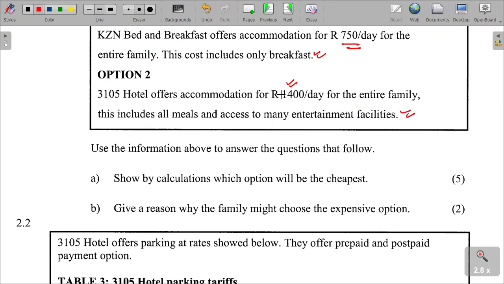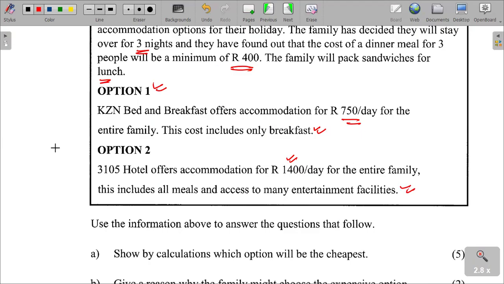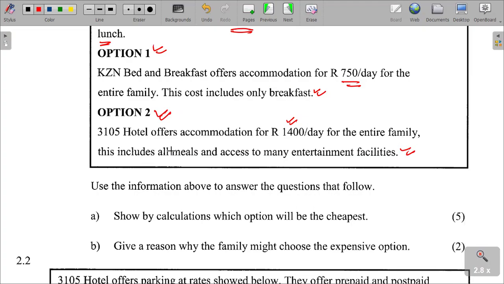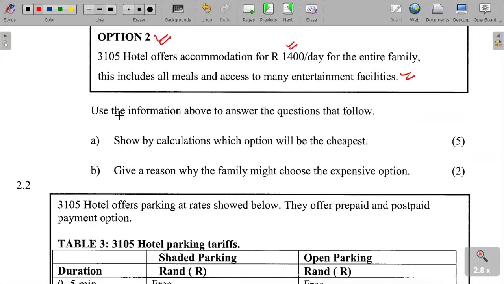So we have got option one and option two, class. The question is saying use the information above and answer the questions that follow. Show all your calculations. Which option will be cheapest? So we start with option one, question A.